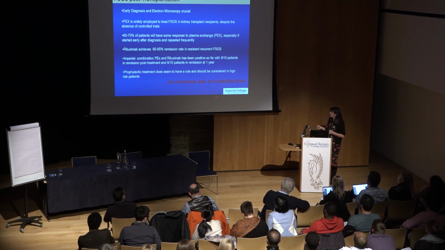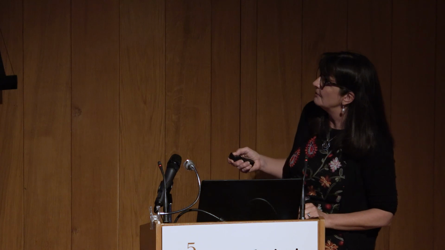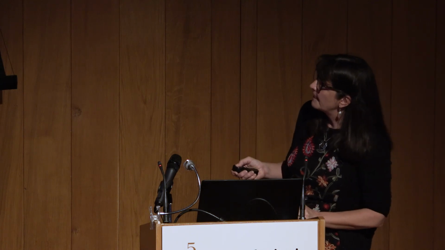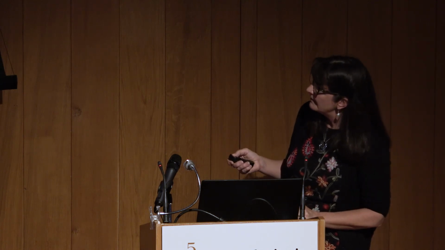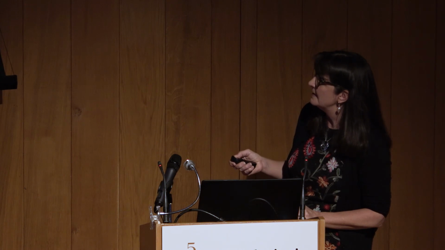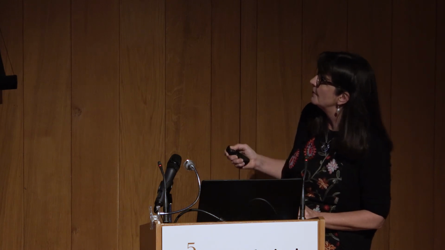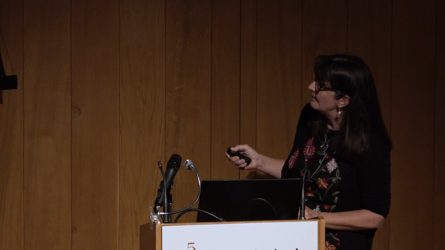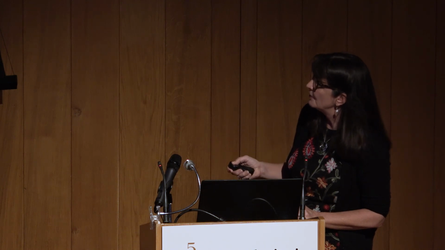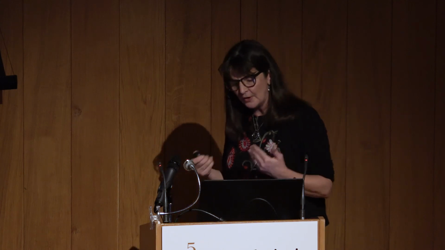There are no controlled trials, but there is evidence in adults of effectiveness of both plasma exchange and rituximab. At the Hammersmith, we've implemented a regime in recent times of a combination of those two, and so far 9 out of 10 patients have gone into remission post-treatment, with 8 out of 10 patients being in remission at a year. So the important thing in this is to diagnose this early before they get irreversible scarring in their kidneys.